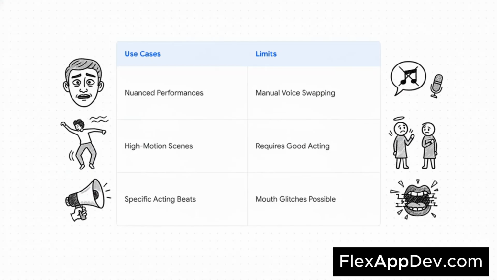So let's just lay it all out. What's it best for? Creating those really nuanced character performances, especially if you're working with great actors, and for high-energy scenes like dancing. And the limits? Well, you still have to swap in the voice manually. It doesn't do that for you. And of course, you absolutely need good acting to get good results.